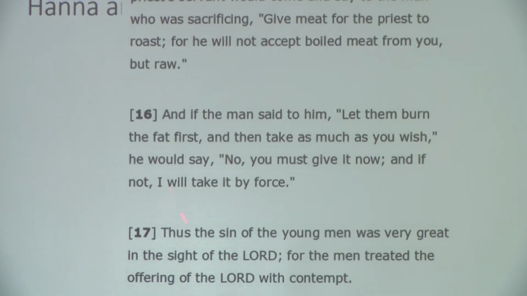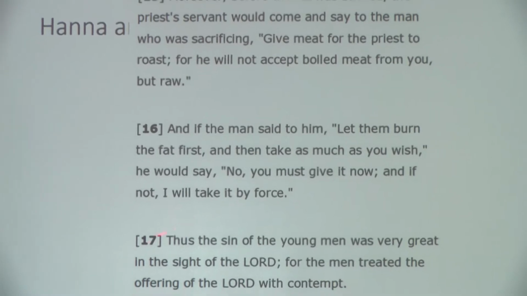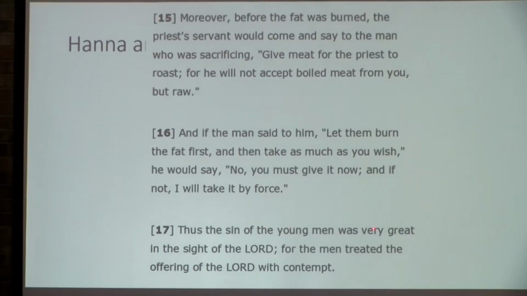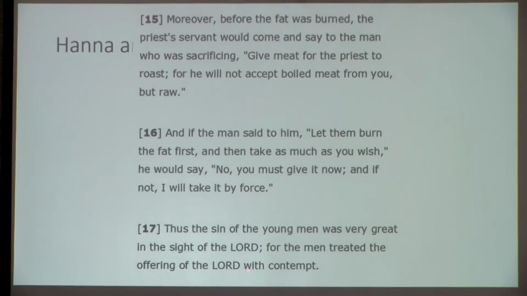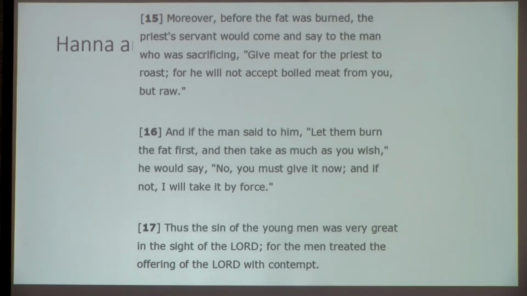What we're given here is a little bit of the detail. Thus the sin of the young men was very great in the sight of the Lord, for the men treated the offering of the Lord with contempt.